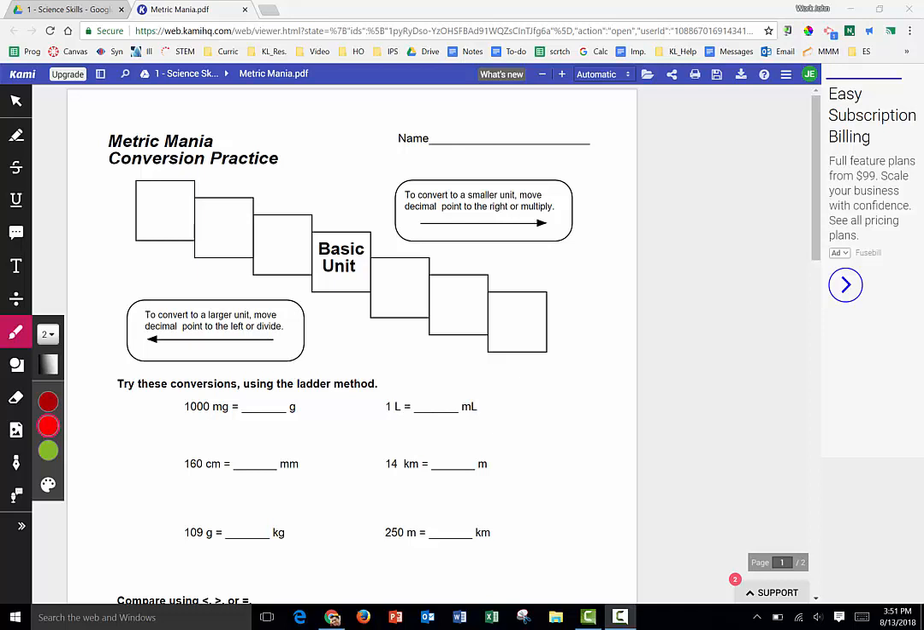Let's see if we can answer some of these questions together. We're going to start by looking at this diagram in the top of our worksheet that says basic unit. And we're going to add some things to this diagram. So on your diagram, you can do this with me.